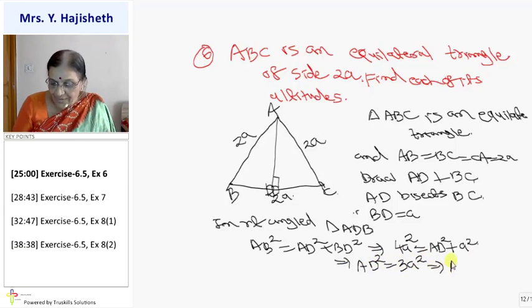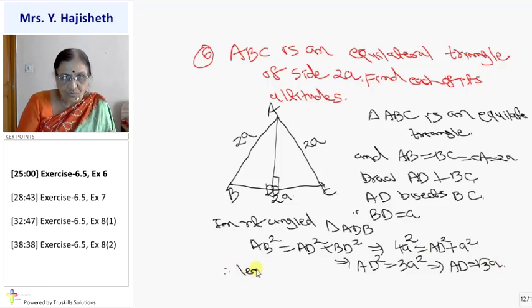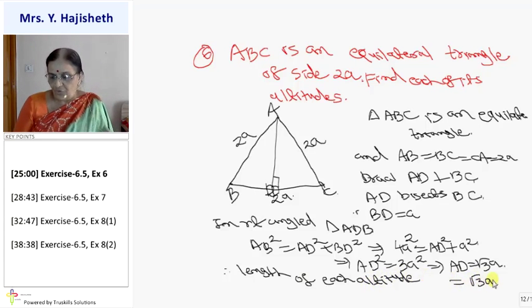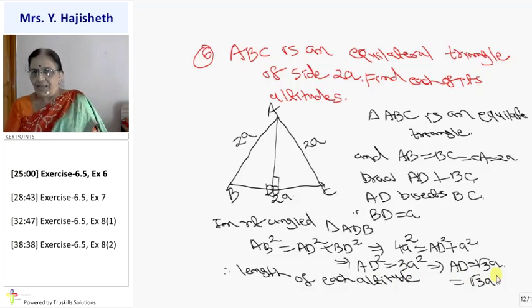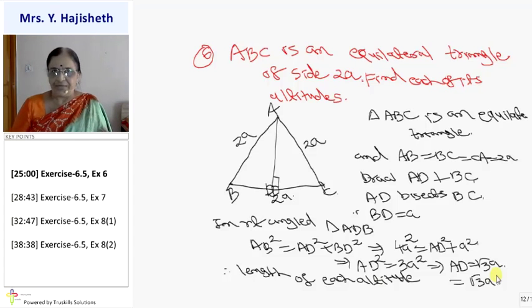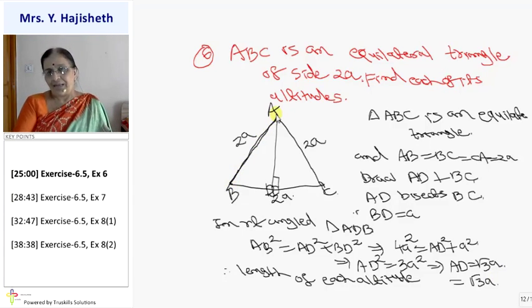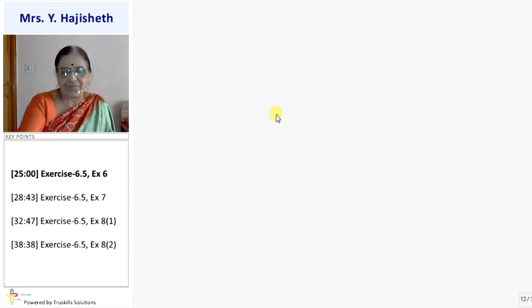So what is my length of altitude AD? Root 3a, right? And all altitudes are equal in length. So what is my length of each altitude? Not just one, each altitude is equal to root 3a unit. Okay. Length of each altitude is root 3a unit, because in an equilateral triangle, the lengths of all the altitudes are equal. Clear?